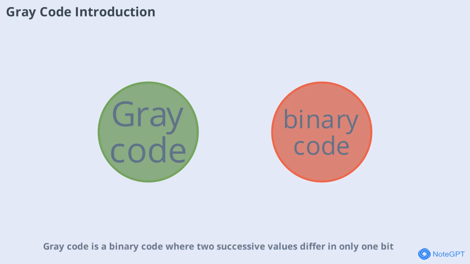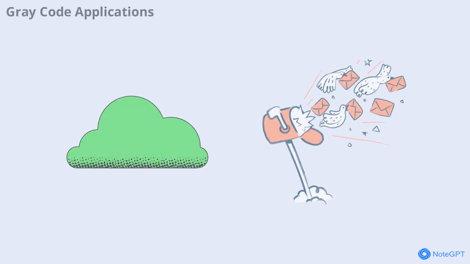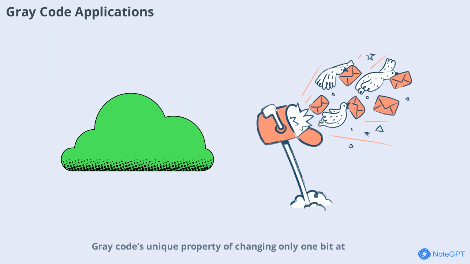Gray code is a binary code where 2 successive values differ in only 1 bit. This property reduces errors in digital systems, especially when values change rapidly. Gray code is commonly used in rotary encoders and digital communication systems. Gray code's unique property of changing only 1 bit at a time makes it ideal for minimizing errors during transitions.